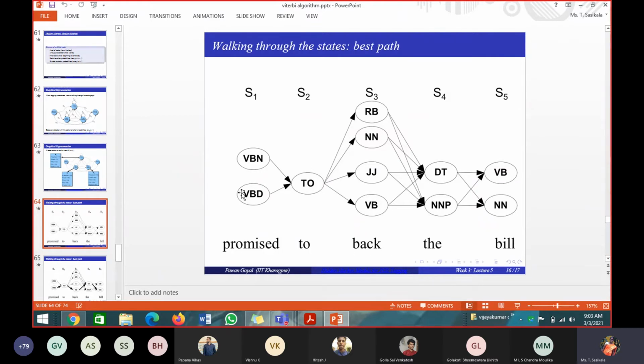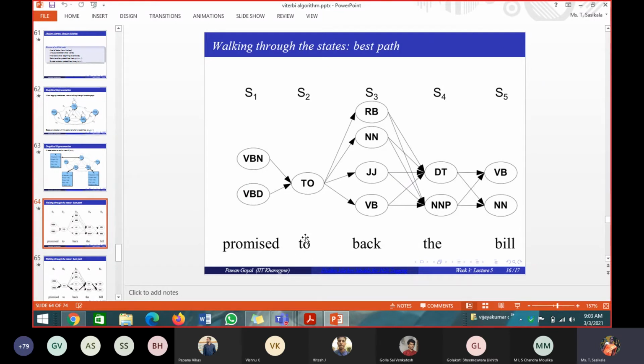And this word promised, how many tags have they given? Promised has how many tags? They have given 2 tags. The word to has how many tags? This is a tag label. VBN is a verb with past participle. You can check in that 45 tag list. So 2 tags: verb with past tense, present tense, and so on. TO is a tag label given for the preposition, capital TO.